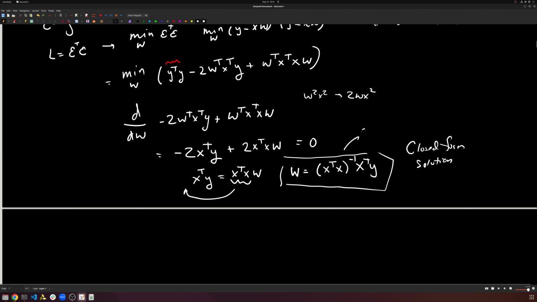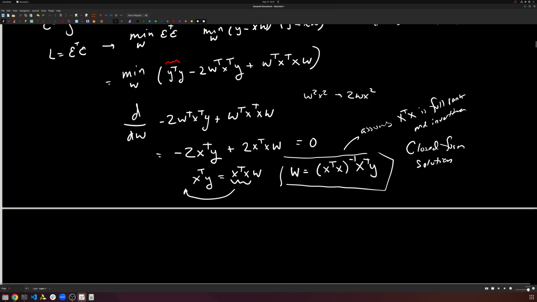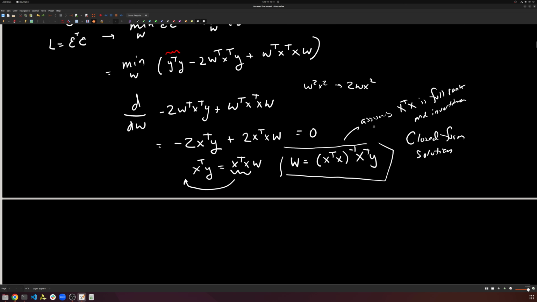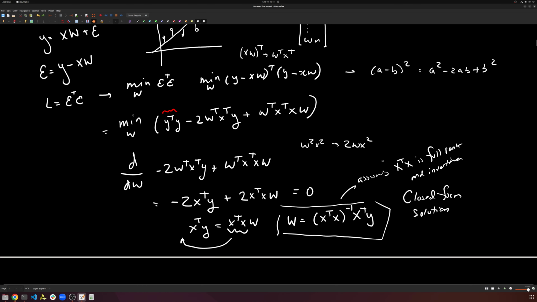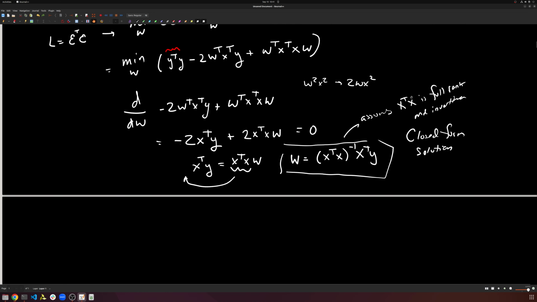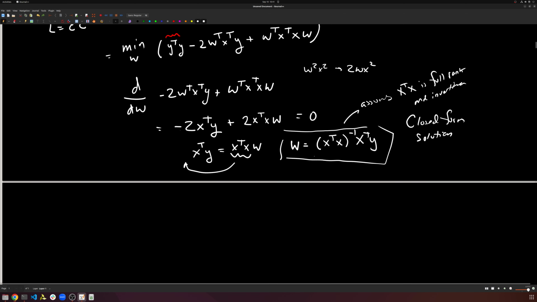Now this assumes x transpose x is full rank and invertible. There are cases where it's not invertible, so you have to use something called a pseudo inverse to deal with it. We won't be going into too much detail there, but this should give you an idea. This is effectively the derivation of linear regression, and I just did it so you have it. It's important to be able to see these things because this derivation will come in handy when we start doing fancier AutoGrad calculations in future videos. So I just want you to have it.